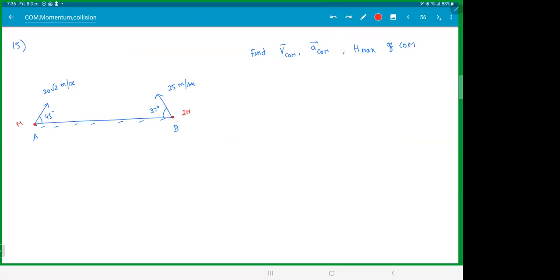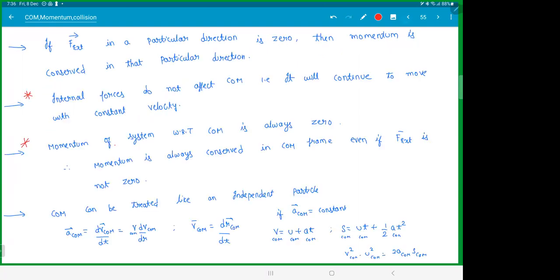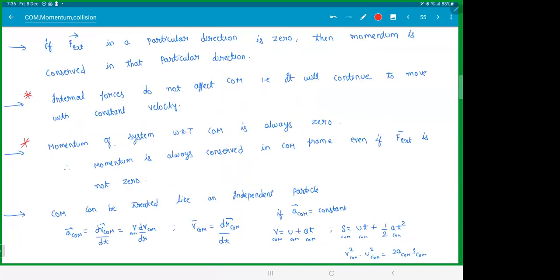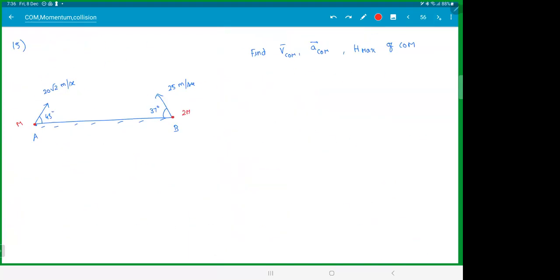How to do this? Previous page, this one. Done? Get this. Try, give me a minute more.